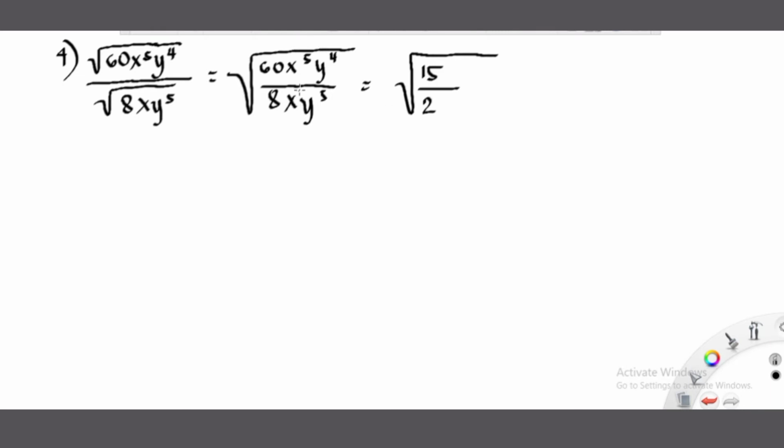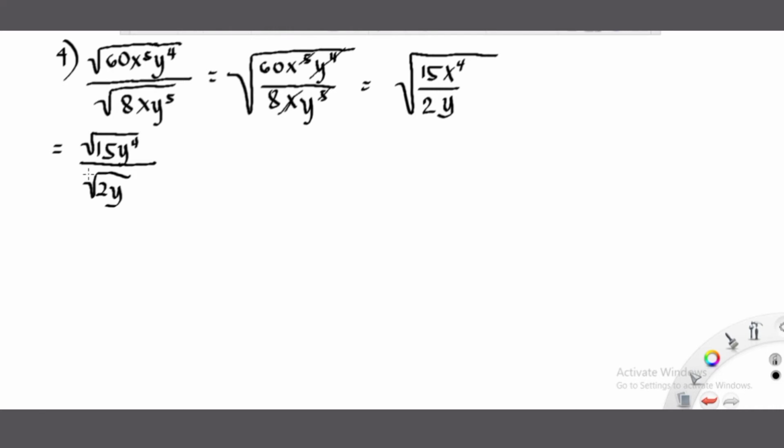And then cancel out x. x to the 5th, subtract one, we're going to have here x to the 4th power, which stays in the numerator. And then cancel out y to the 4th, because it has the lower exponent. Subtract 4 from 5, we're going to have only y raised to 1, or simply y, in the denominator. So this is our answer. If we write this in this form, we have the square root of 15x to the 4th power all over the square root of 2y.